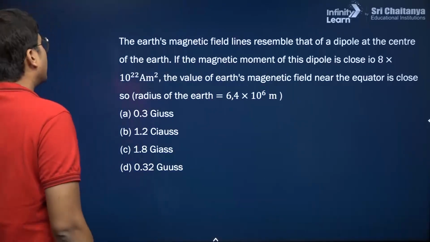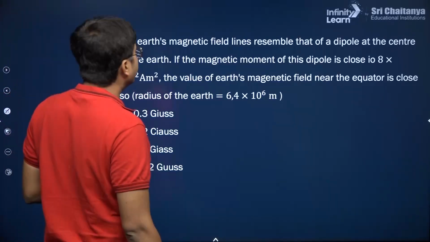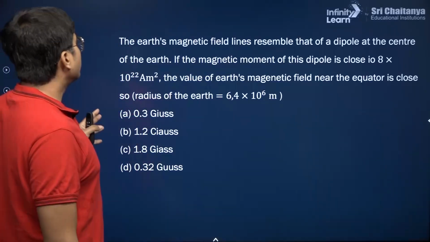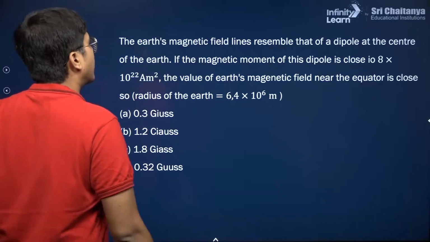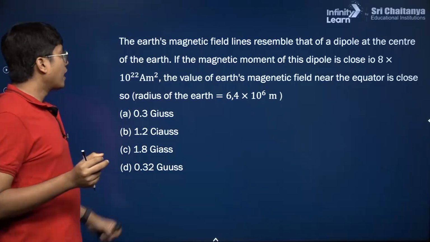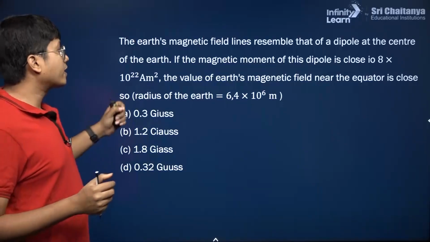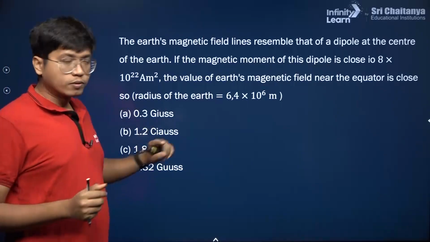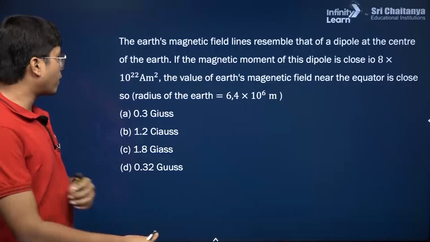Next question says, the Earth's magnetic field resembles that of a dipole at the center of the Earth. If the magnetic moment of this dipole is close to 8 into 10 to the power 22 ampere meter square, the value of Earth's magnetic field near the equator is close to. The radius of the Earth is given. We need to find it out.